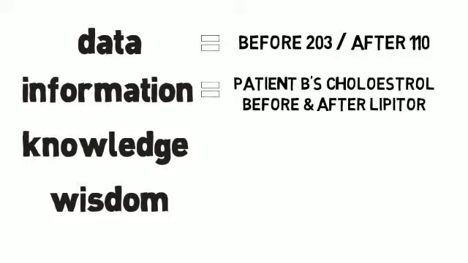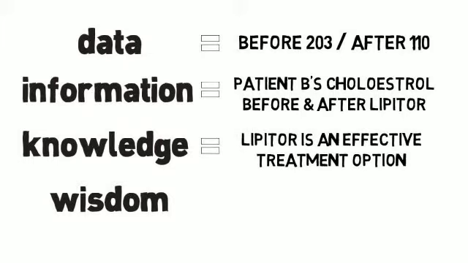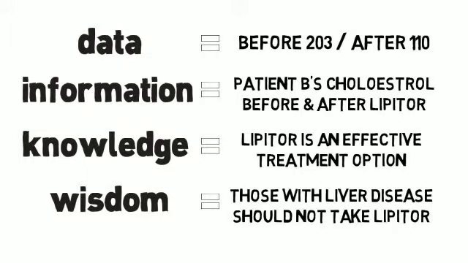For example, we have many numbers or data. We give that data meaning and it becomes information. We learn that we can do certain things with that information and it becomes knowledge. Understanding when, not only how, to apply this knowledge transforms it to wisdom.